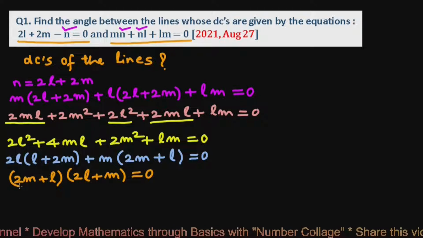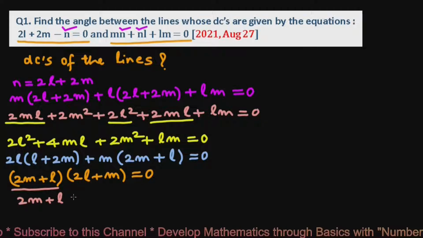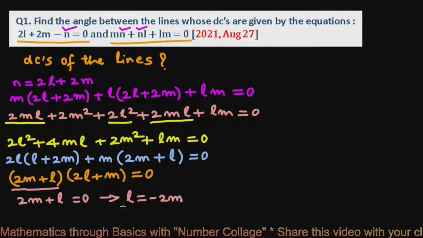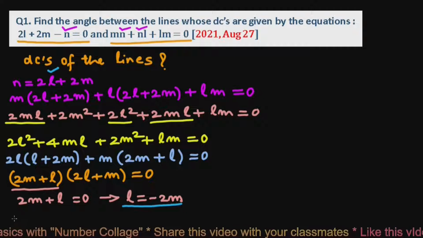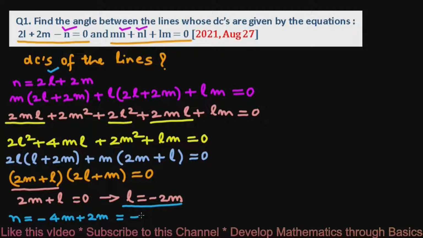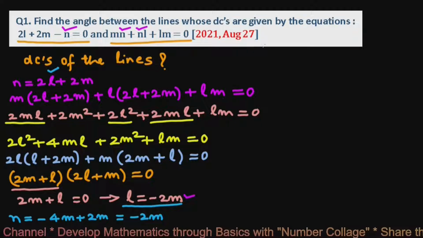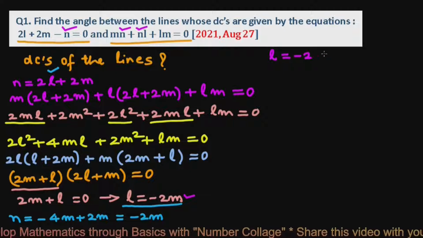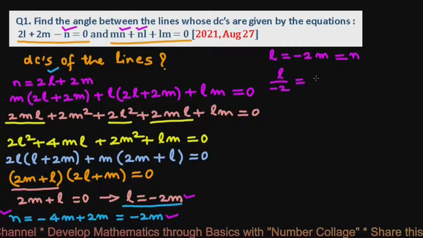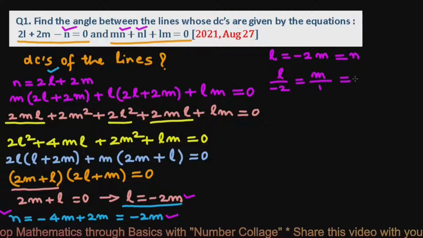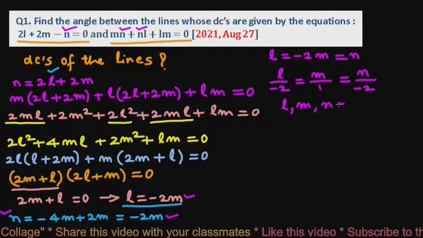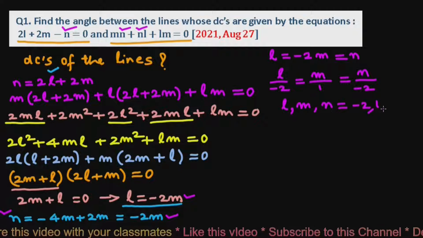So first we will write this 2m + l equals 0, which gives l equals minus 2m. We will use this value of l here, so we get n equals minus 4m plus 2m, that is minus 2m. So that gives l equals minus 2m equals n. Dividing by minus 2, l upon minus 2 equals m upon 1 equals n upon minus 2. So we get l, m, n equals minus 2, 1, minus 2.